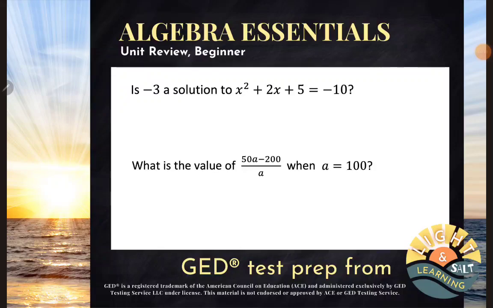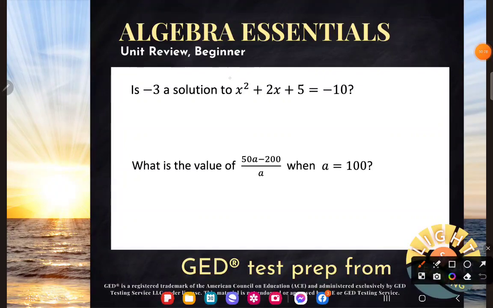Hello, Algebra students. These two examples might not look the same, but you can use the same skill to deal with both of them. So let's take a look. First one, is -3 a solution to x squared plus 2x plus 5 equals -10? Now, to be honest, there's a real reason I'm doing this example with you, and that is I have not taught you to solve this kind of equation yet.